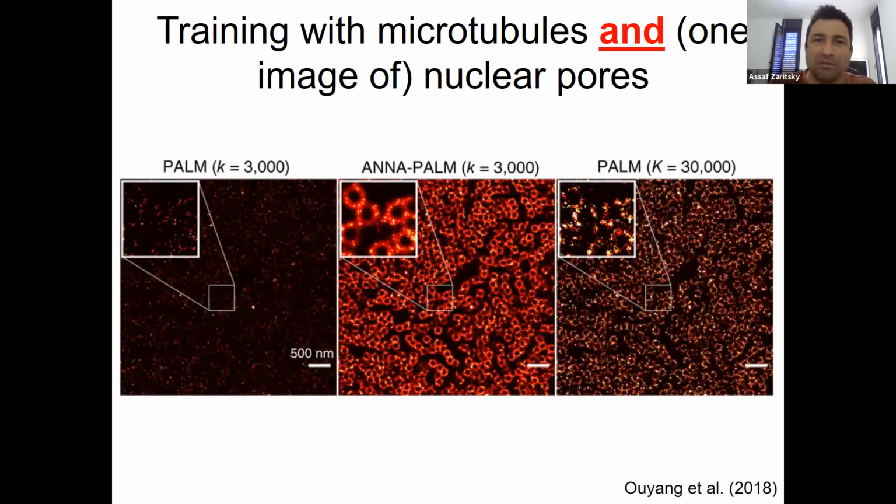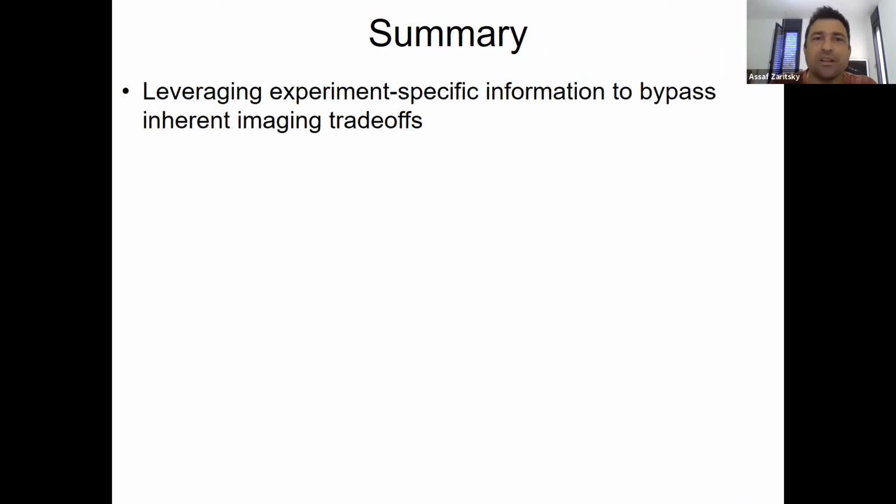Okay, to sum up both parts. Again, leveraging experimental specific information to bypass inherent imaging trade-offs. With CARE, it was taking crappy images and improving them. And in Anapalm, it was taking images also crappy with the wide field, but also taking just a much shorter timescale, fewer images in time, and reconstructing images that usually require much more time.